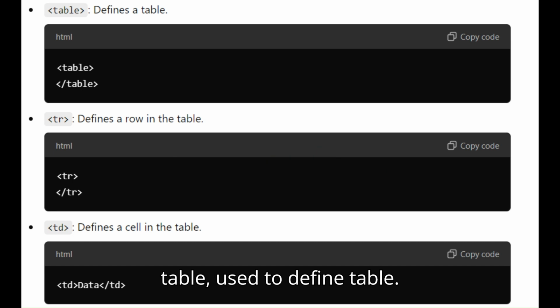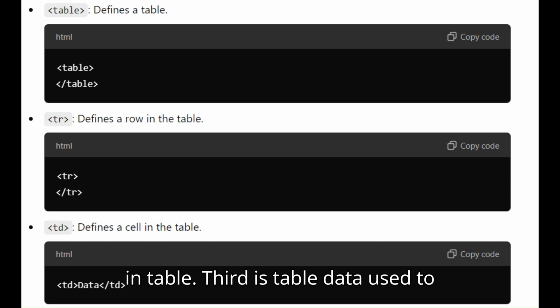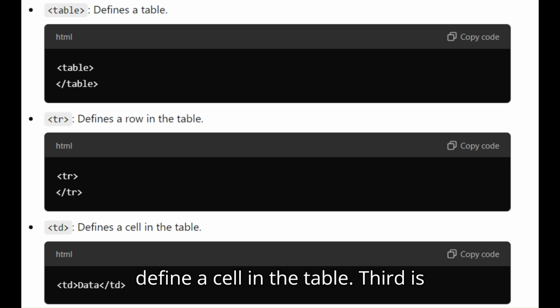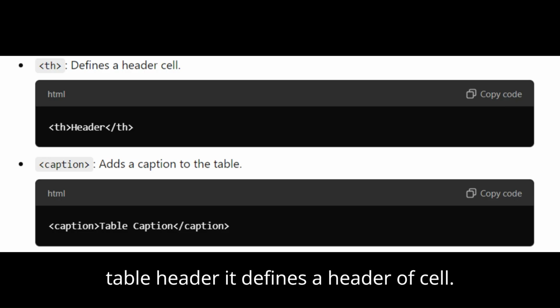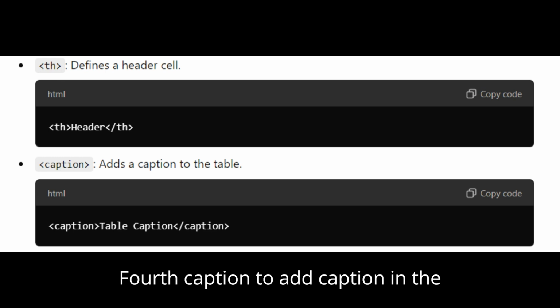Now the list of table tags. First, table, used to define a table. Second, tr, table row, used to define a row in a table. Third is td, table data, used to define a cell in the table. Third is th, table header, it defines a header cell. Fourth, caption, to add a caption to the table.